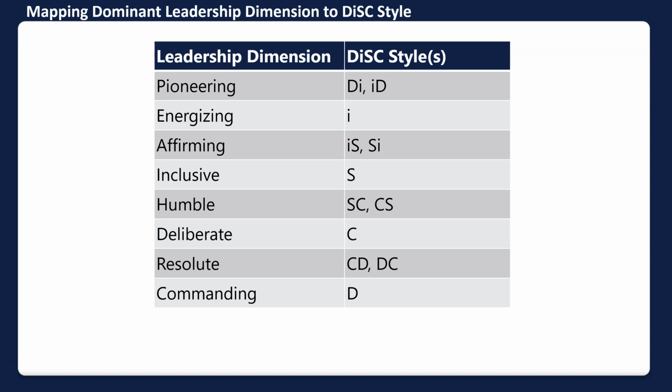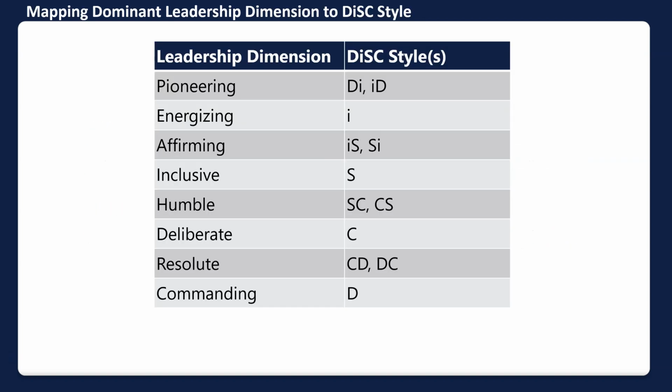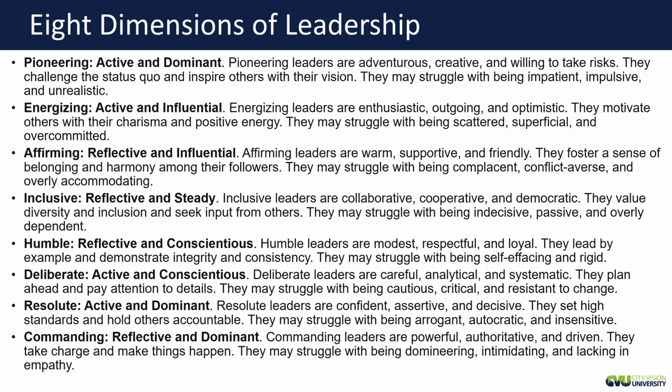So part of what you're going to do is take your test. Then you're going to see where this maps. For a lot of people, you may feel like you map across multiple dimensions. Now, real quick summary. The 8 dimensions are pioneering, energizing, affirming, inclusive, humble, deliberate, resolute, and commanding. If you'd like, you can pause and read through this.